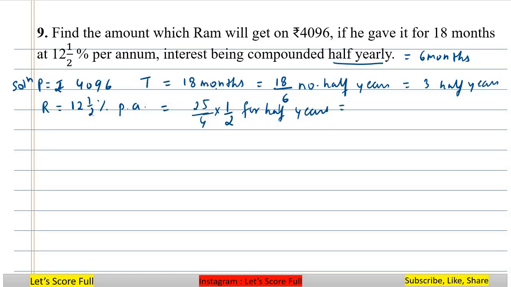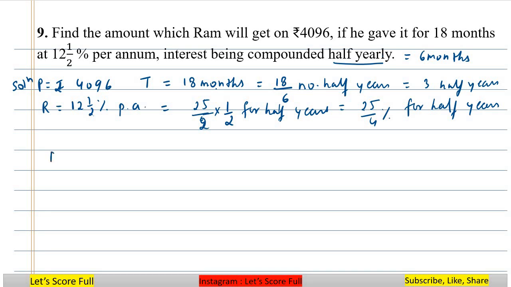Half year. So how much is it? It is 25 by 2. As I convert that, this is 2, so 2. Why 1 by 2? Because it is half yearly. So it is coming 25 by 4% for half years. Right? Okay. Now what are they asking to calculate?